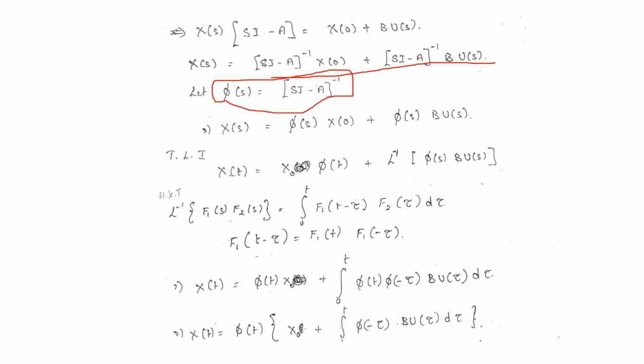Then this will become x(t). x(0) is nothing but the initial condition x naught. This is Phi(t). Here you have Phi(s), U(s) and B. So Laplace inverse of Phi(s) B U(s). There are two functions here. So we know when there are two functions, when you take Laplace inverse, then it will be the integral from 0 to t of f1(t minus tau) f2(tau) d tau. This is how we write.